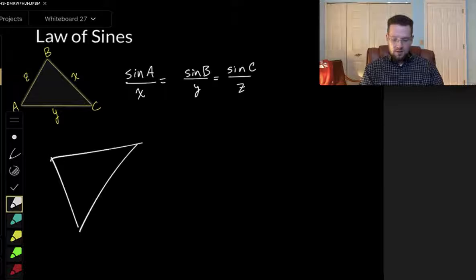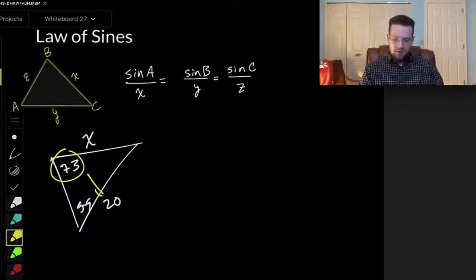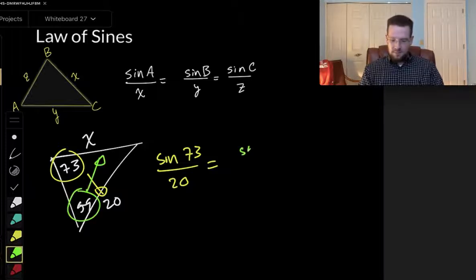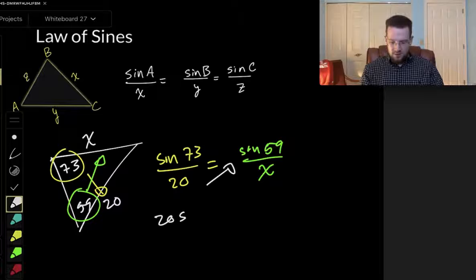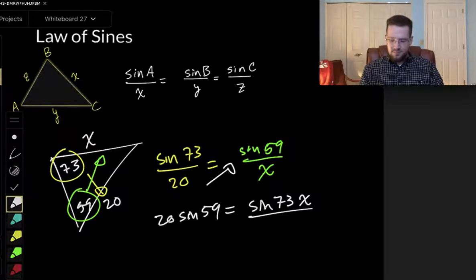So here we go. We got one that looks like this. 73, across 20, 59, x. Okay, sine of the angle divided by the opposite side is equal to sine of the angle divided by the opposite side. And now here again, cross multiply. 20 sine of 59 is equal to the sine of 73 times x. Divide both sides by whatever's being multiplied by x.